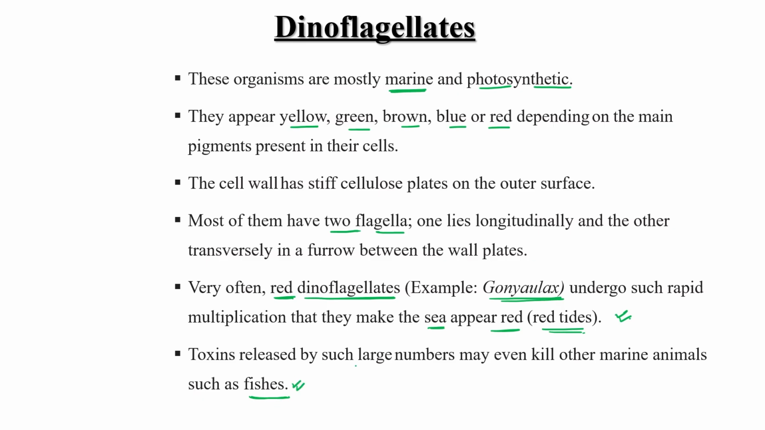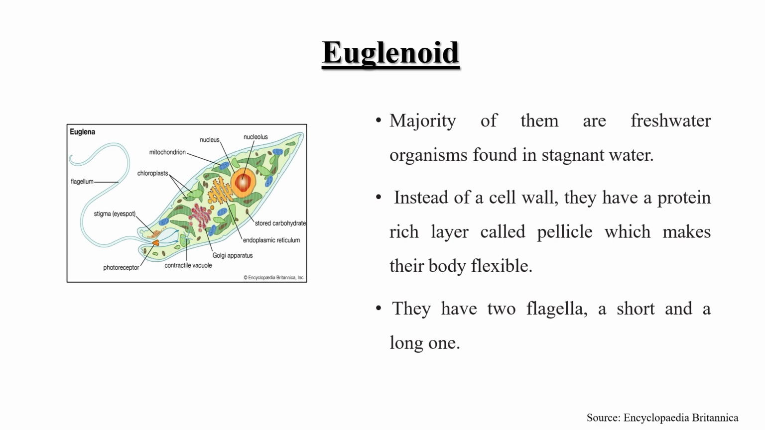Okay, that's why it is written over here, toxin released by such large number of red dinoflagellates even kills other marine animals such as fish. Clear? Okay. Next type is euglenoid. Next protist type is euglenoid.